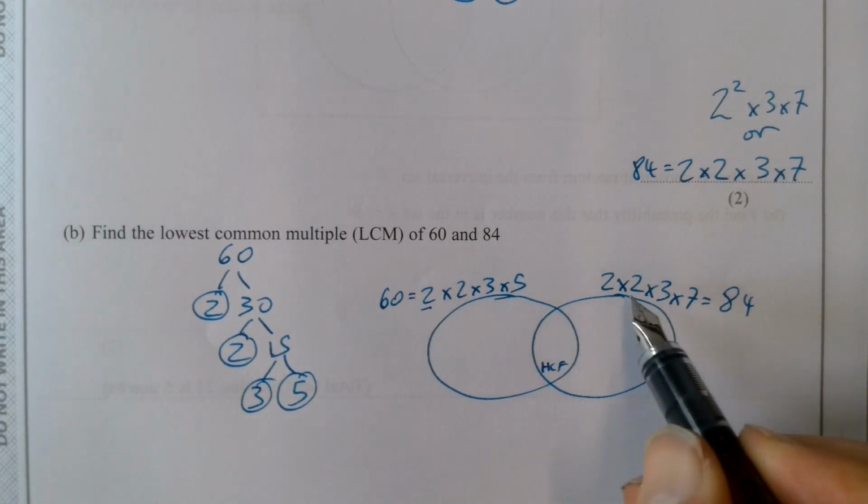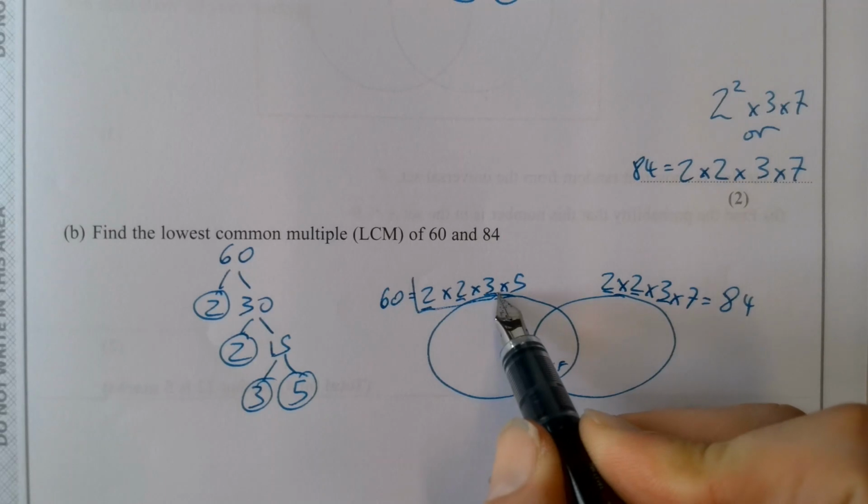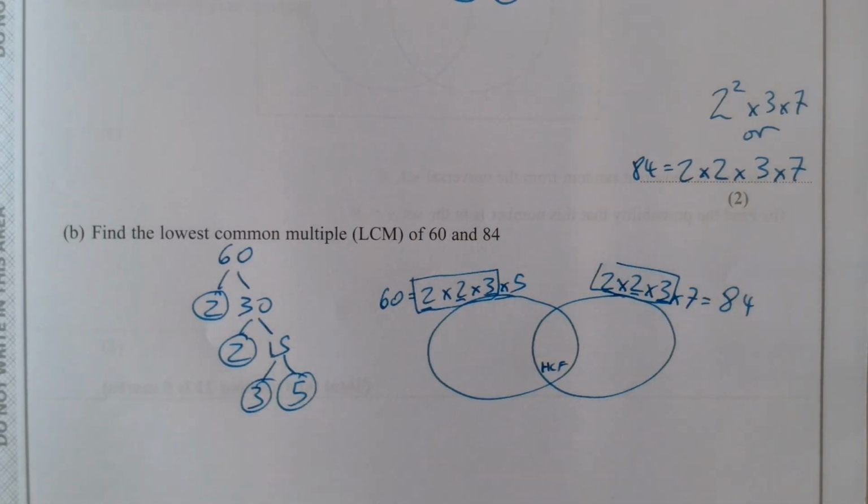So there's 1, 2, there's another 2, and there's a 3. They've both got 2 times 2 times 3 in them. 2 times 2 times 3, you can check it in your calculator. 2 2's are 4, times 3 is 12. So that means that 12 is the highest common factor of them both.